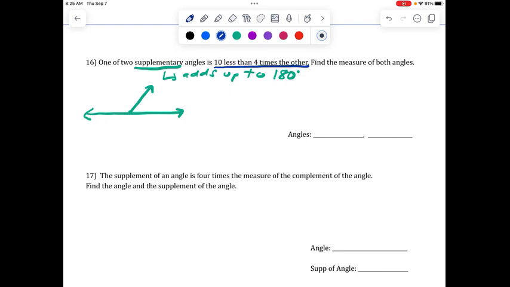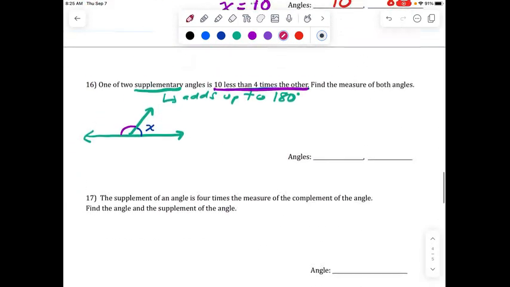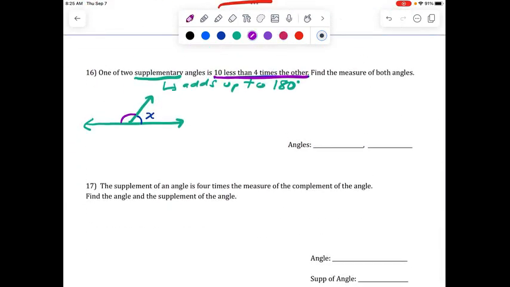Okay, again, I don't know what one of the angles is. So I'm going to call this angle x, and I'm going to call this angle whatever this is. So if I went back to this one, we labeled 2 different things. We called this one x, and we called this one 8x. So here, 10 less than 4 times the other. Okay, well, 4 times the other is 4 times x. And if you're doing 10 less than that, you would subtract 10 from 4x.